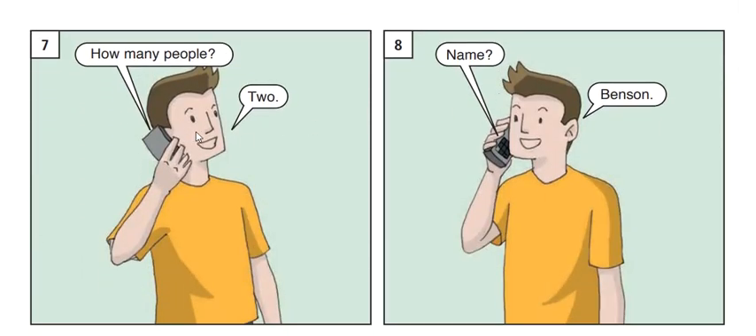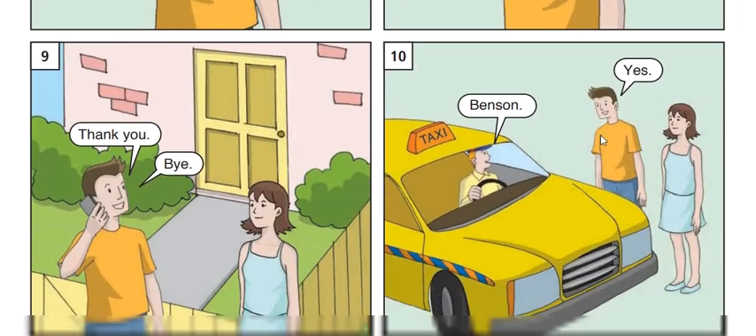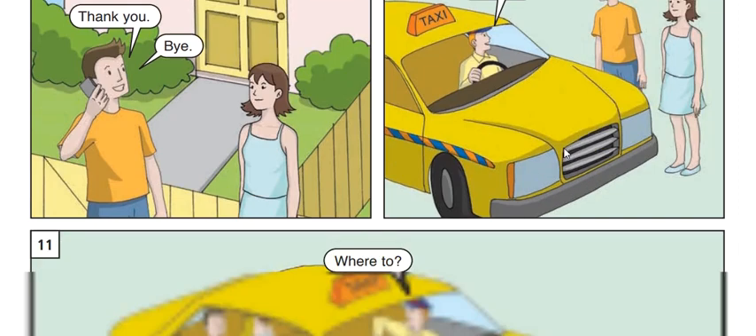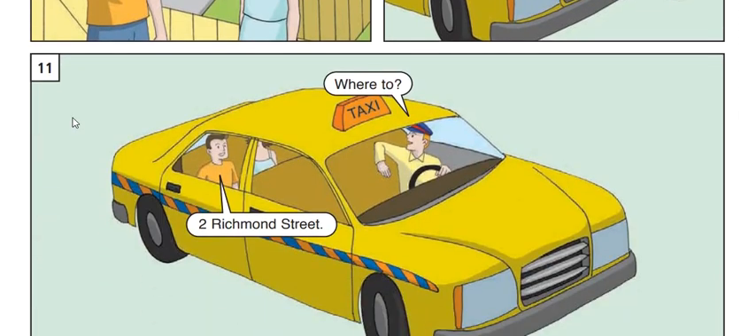How many people? 2. Picture 8. Name? Benson. Picture 9. Thank you. Bye. Picture 10. Benson. Yes. Picture 11. Where to? To Richmond Street.